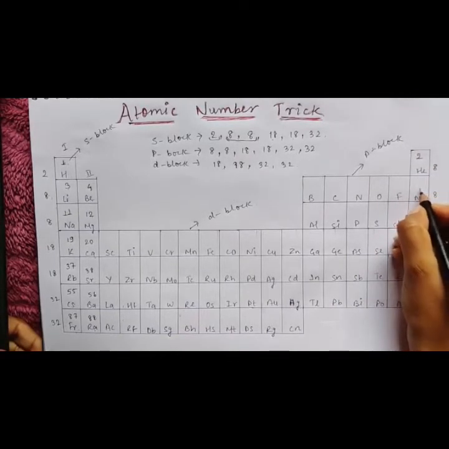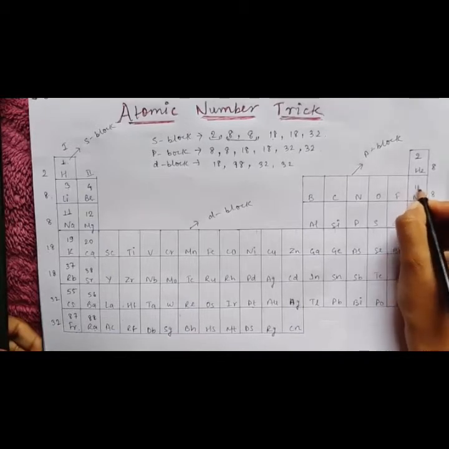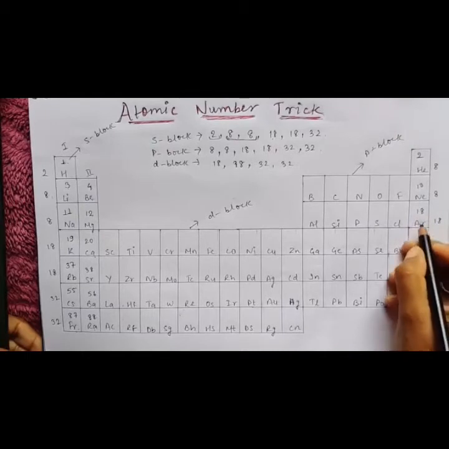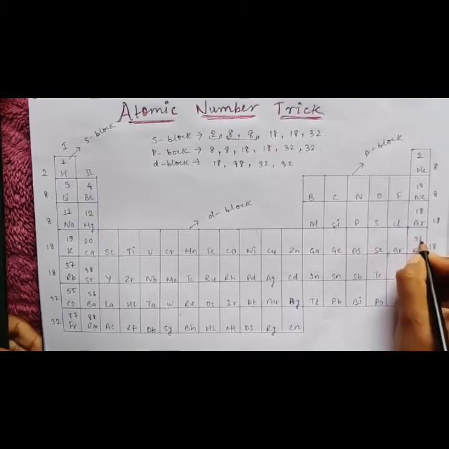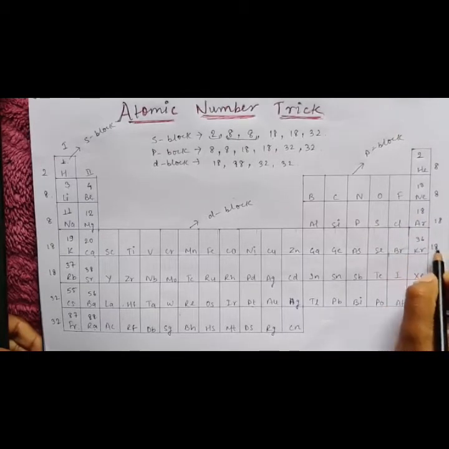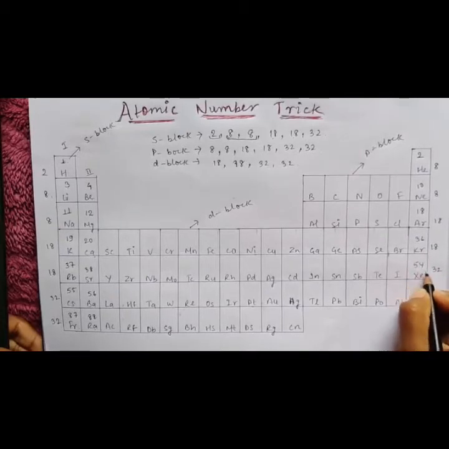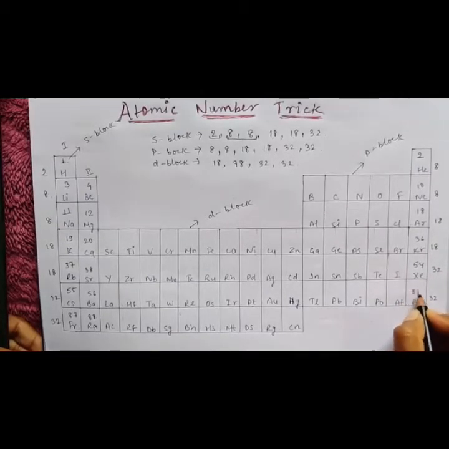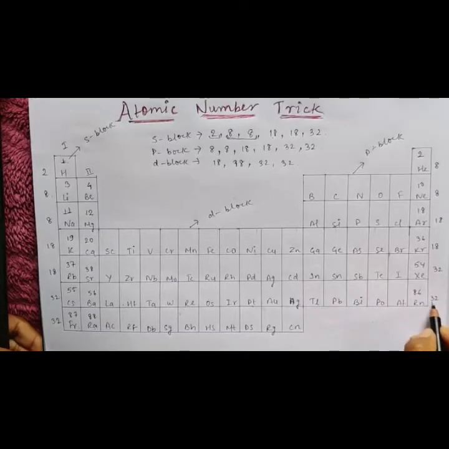So the first one here, helium, is 2. 2 plus 8, 10. 10 plus 8, 18. So 18 plus 18, 36. Next 36 plus 18, 54, and so on. Add the same order for the P block elements. This is the P block elements.